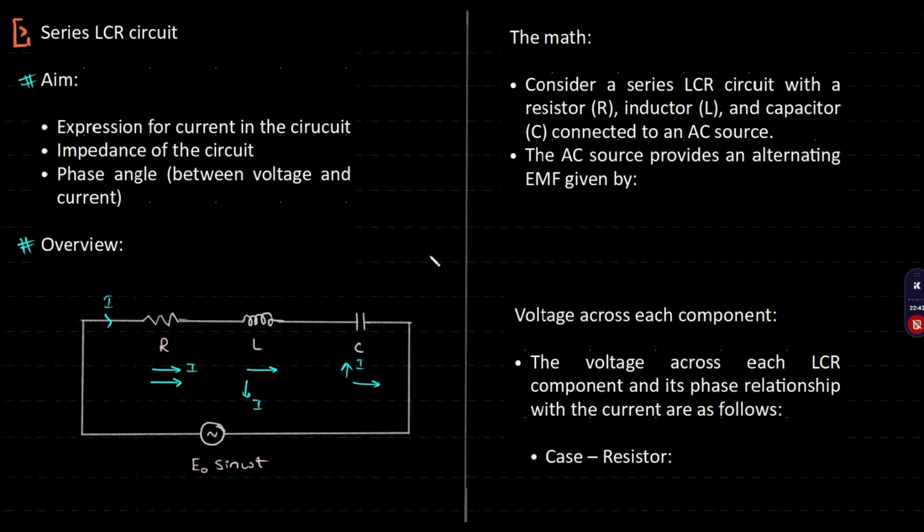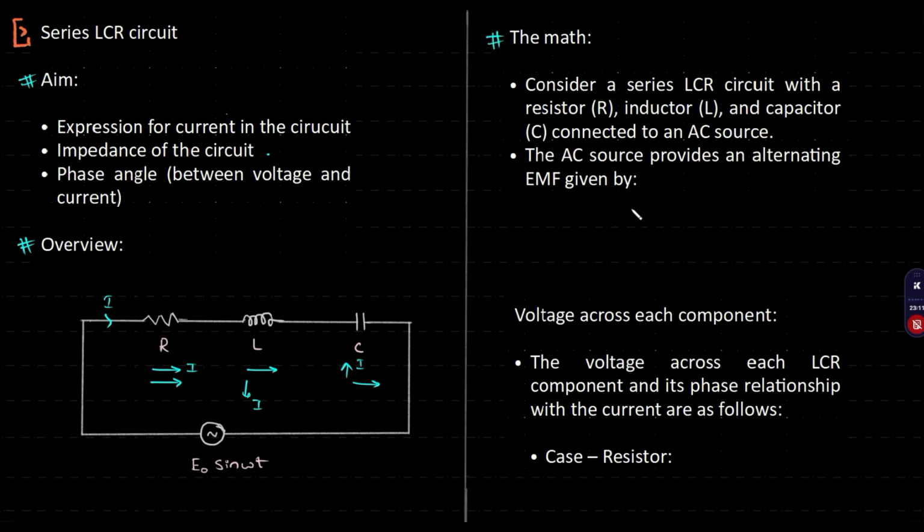Once we get that, from that we'll get the expression for your voltage, and from there we'll be able to compare with your ohmic equation, that is Ohm's law, and then get the impedance. So once we have the current and then the impedance, we'll be able to figure out the angle. So that's the agenda. Let's look at the math.